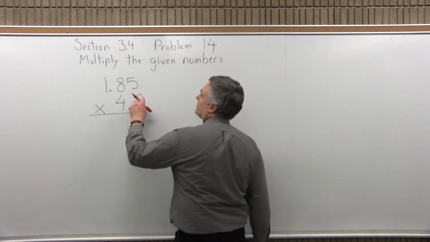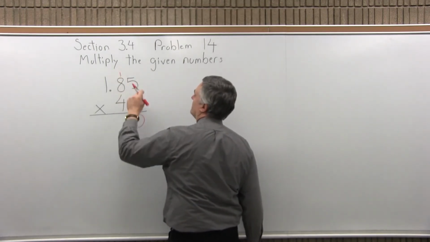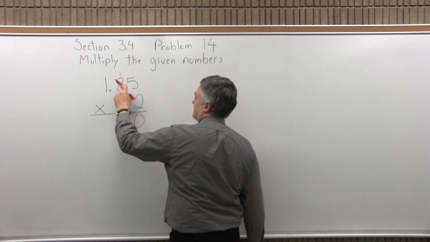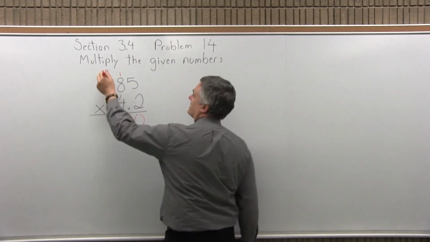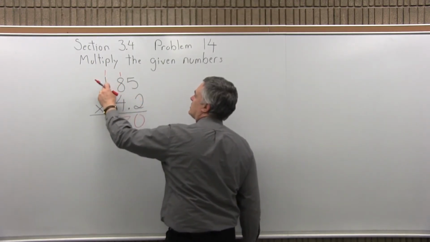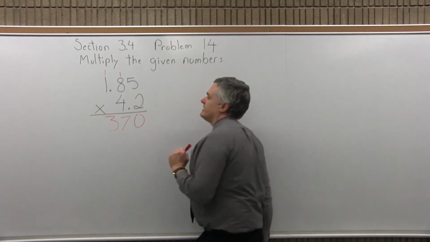So start with 2 times 5. 2 times 5 is 10. Write the 0, carry the 1. Then 2 times 8 is 16. 16 plus 1 more that you carried is 17. Write the 7, carry the 1. 2 times 1 is 2. 2 plus 1 more that I carried is 3. So that takes care of the 2.